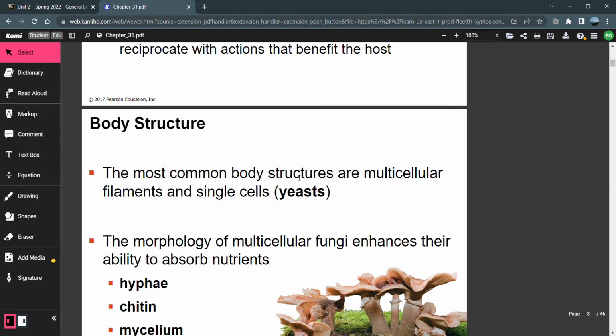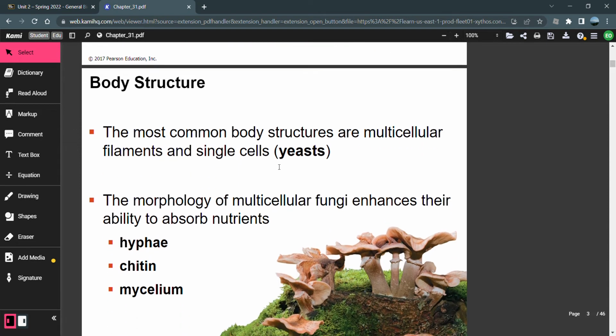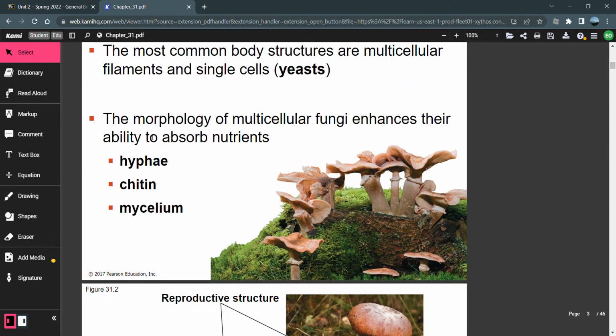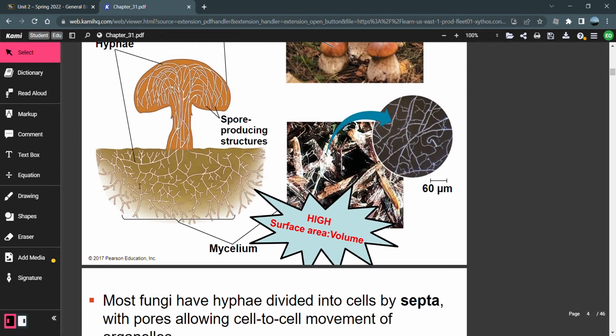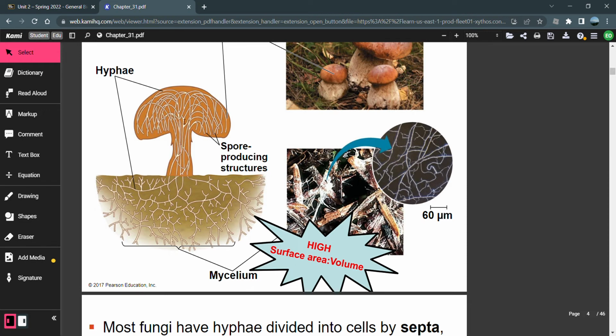The most common body structures are multicellular and single cells, called yeasts. So fungi have hyphae, chitin, and mycelium. Hyphae are the little tiny strings, and the individual strings are called hyphae. Interwoven, the network of hyphae is called mycelium.